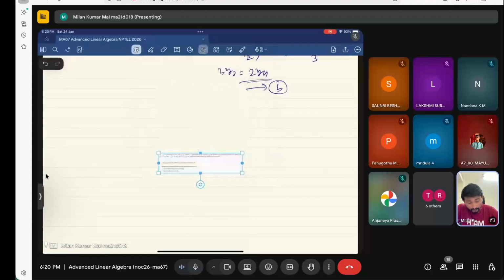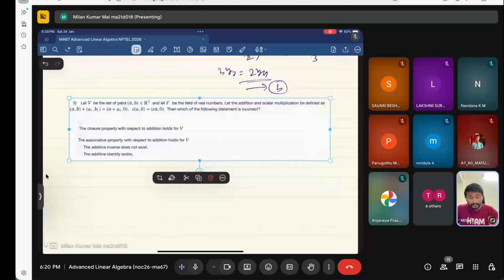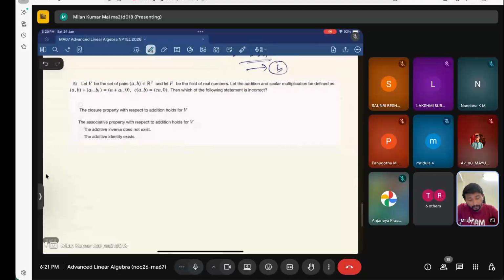So here is another problem. What it says: let V be the set of pairs (a, b) belonging to R squared and F be the field of real numbers. Let the addition and scalar multiplication be defined in this way. Then which of the following statements is correct?